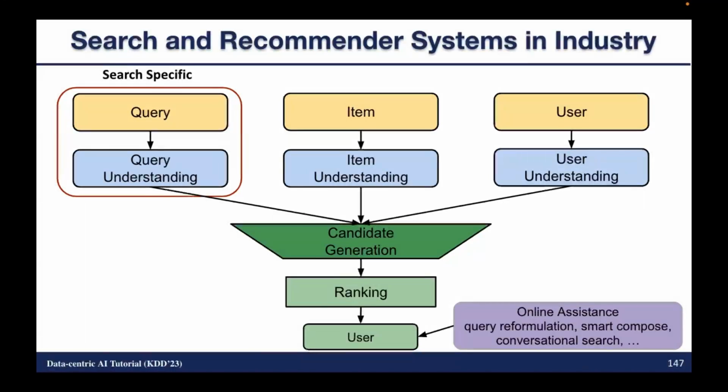There usually can be some online assistance like autocomplete, smart compose to help users make the search and recommendation more smoothly. Without losing any generality, I'm going to focus on the ranking part because first, this is still the foundation of many of the components in search recommendation. And the second is even when we are talking about online assistance, like autocomplete, in the end, it's a ranking of queries or ranking of other items.